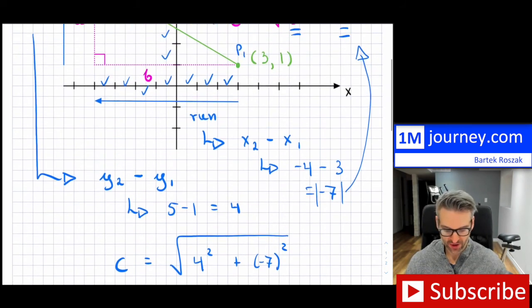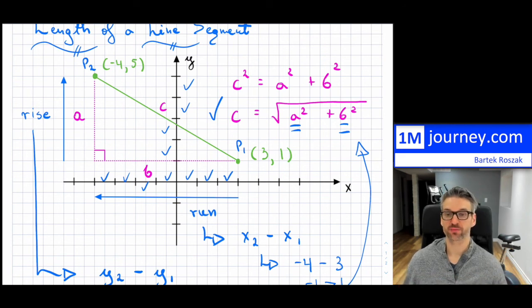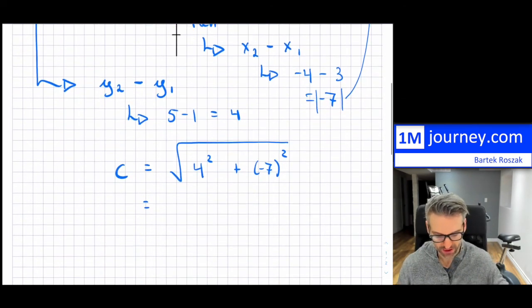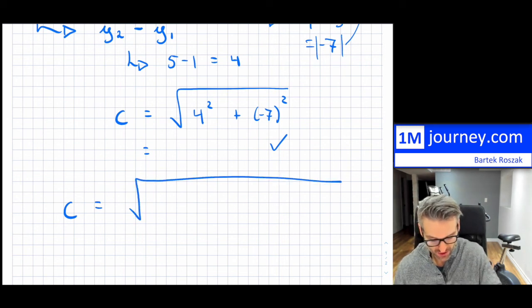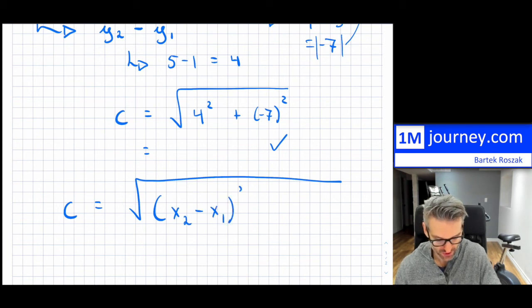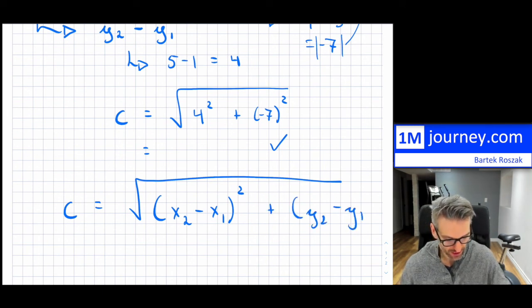Now, it's not always this convenient where the points are so nice, like 3 and 1 and then negative 4 and 5. They can be fractions, they can be decimals, it doesn't matter. So in general, if you want to know the length of the line segment, the hypotenuse, you can call it whatever you like, so I'll just keep it as C. You have your x2 minus your x1, squared, because that is your run, plus your rise, which is y2 minus y1, squared.